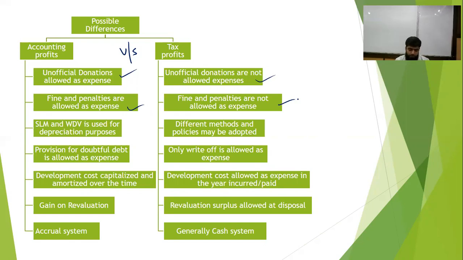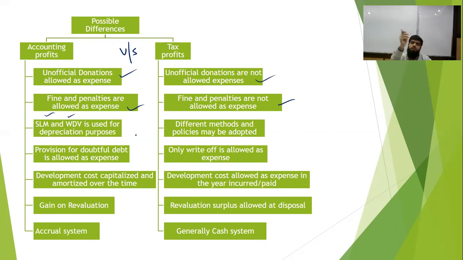The third difference that might be possible is in accounting. While calculating the profit, we follow IAS 16, and IAS 16 recommends that we follow the straight line method or the WDV method for the calculation of depreciation. So while calculating the profit, if you are calculating the depreciation, definitely you will be looking for the straight line method or the WDV method. But for tax purposes, they don't have any specific method.